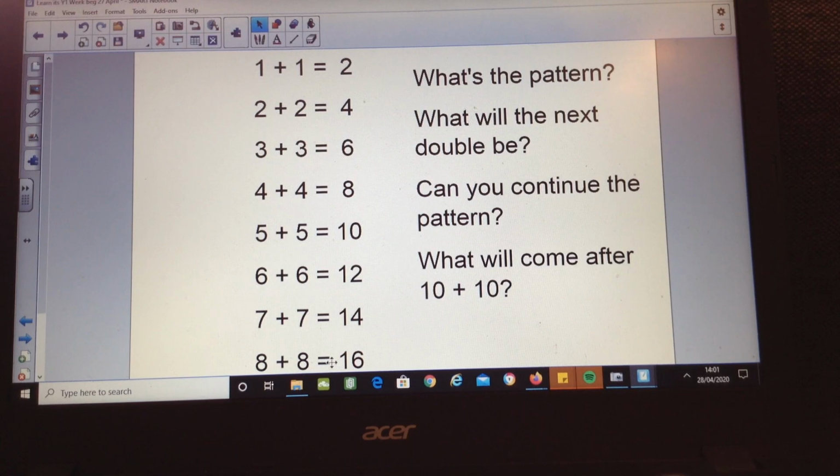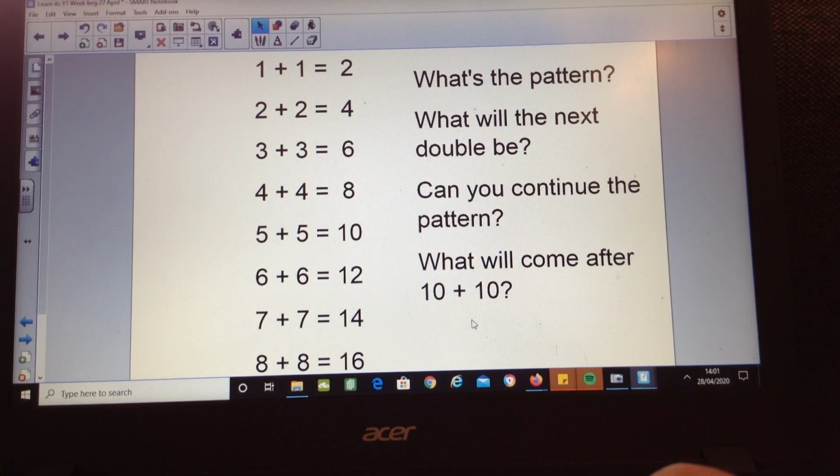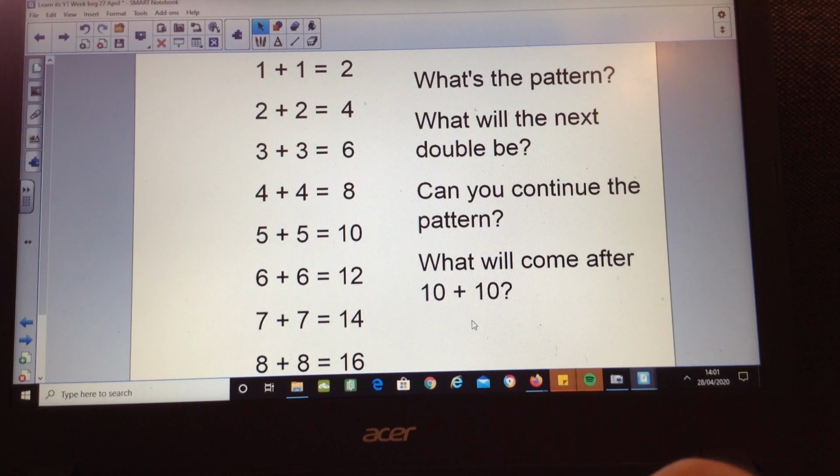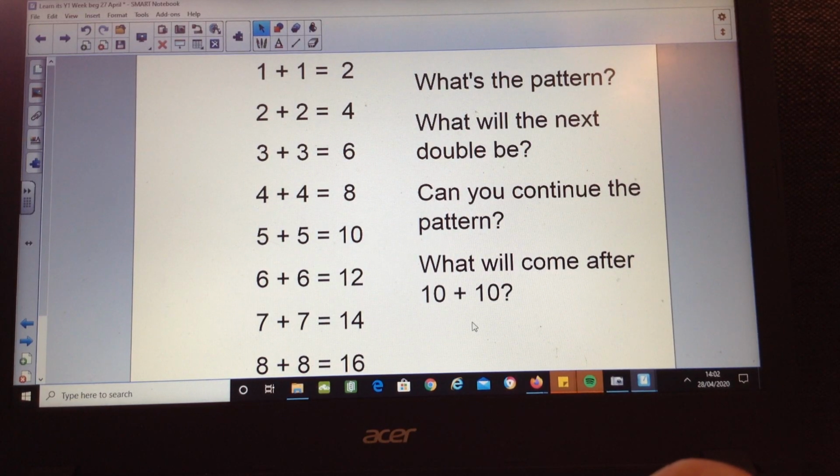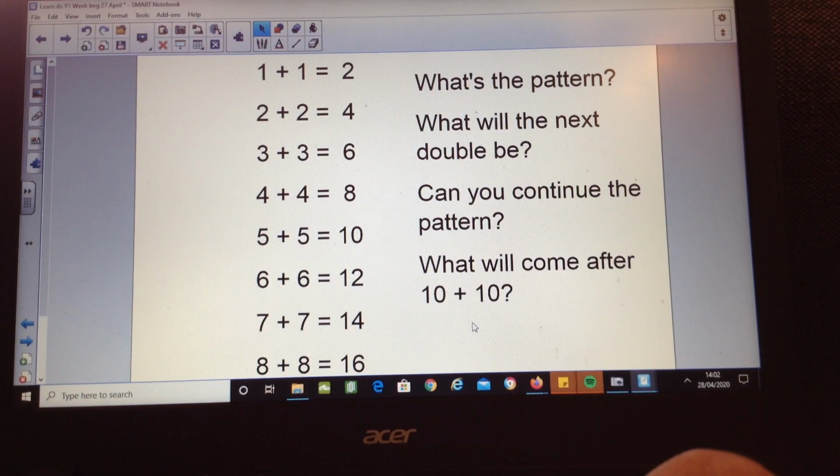9 add 9, but what will that equal? And what will come after 10 add 10? What would double 11 be? What would double 12 be? So over the next week, can you practice writing down your doubles? You can start by looking at this page, but then can you do it all by yourself? And by the time you've finished learning that, you might even be able to carry on that pattern to really, really big numbers.